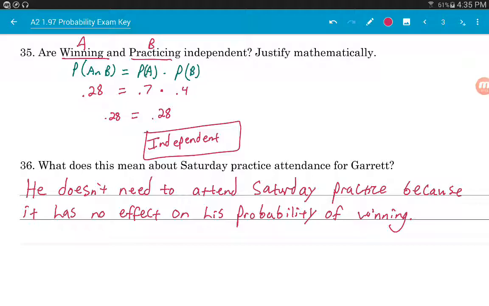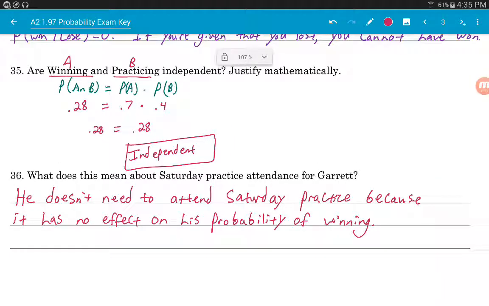And that's the gist of it. So that was the whole test. If you want to retake, it'll be later this week. So good luck. Study up.